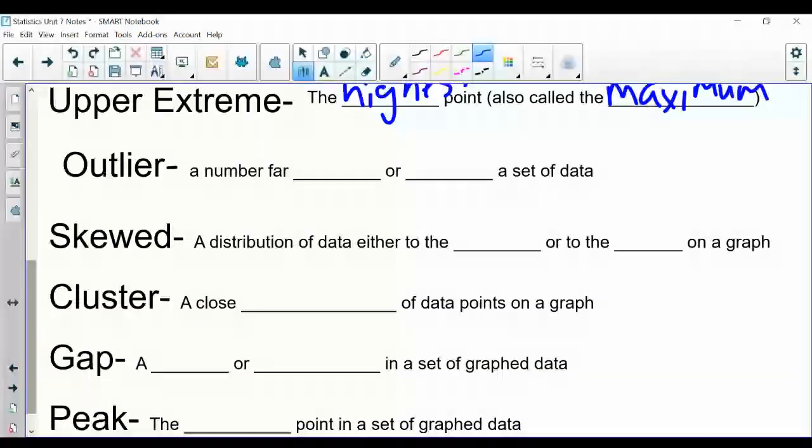An outlier is going to be a number that is far above or below a set of data. Remember that outliers can be numbers that are really, really below the rest of the data or really, really above the rest of the data.